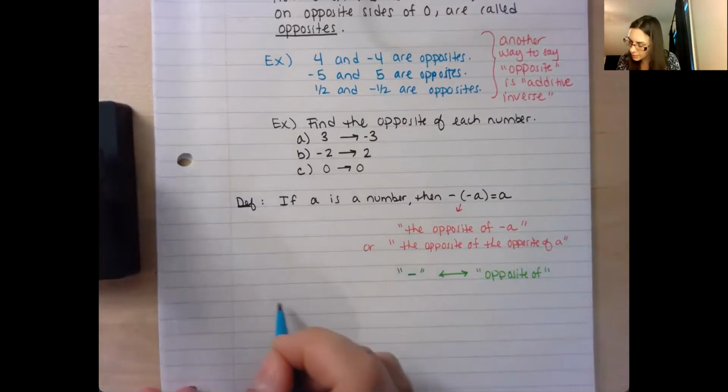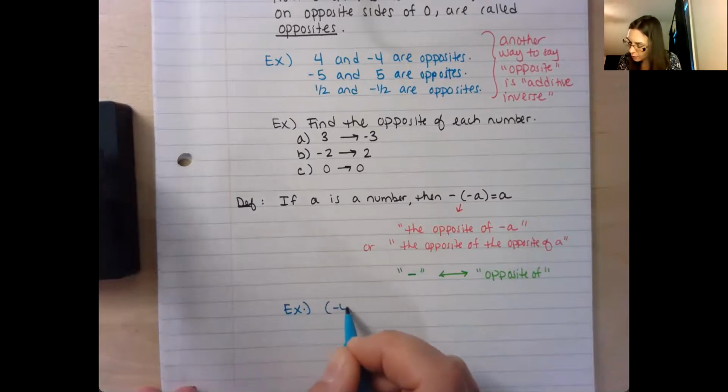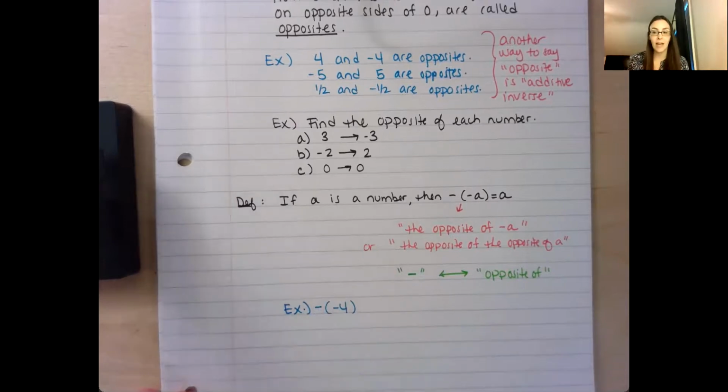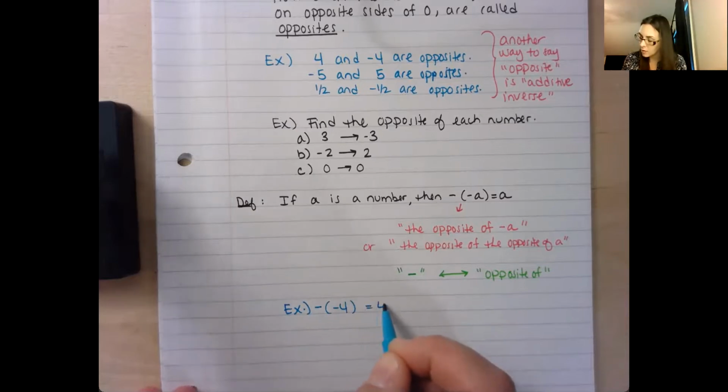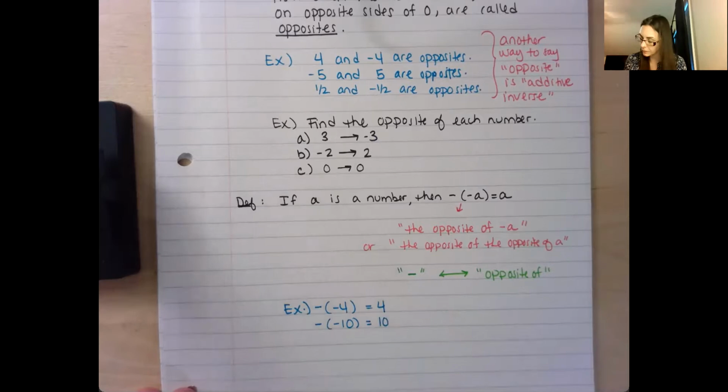So for instance, examples here: if I have negative 4 and then I put another negative on the outside, then my answer is just 4. If I have negative and then negative 10, my answer is just 10. Or if I have negative and negative 500, my answer is just 500.